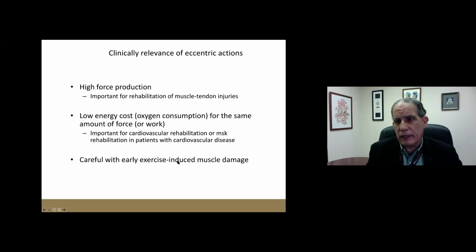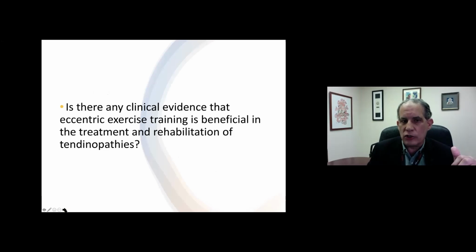But let me give you a little bit of a warning here. If the patient is not used to eccentric exercise actions, you may be causing muscle damage, at least initially. So the point that I want to make is that if you introduce eccentric actions, you have to do it slowly and at low load initially. So what is the evidence that eccentric exercise training helps, is beneficial?